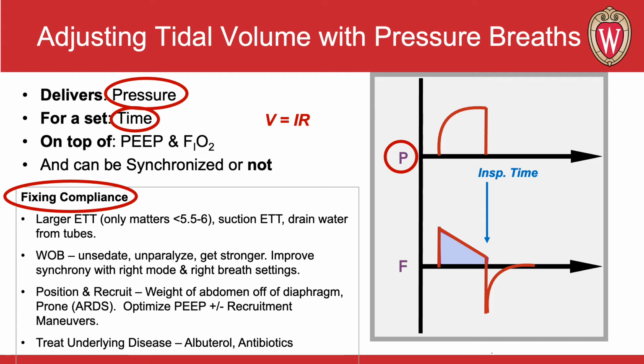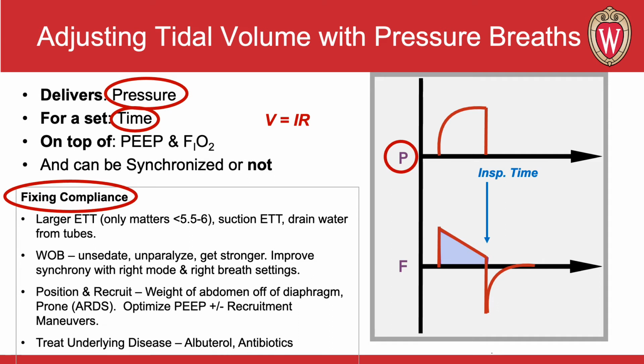We can help the patient by helping them work with us. If the patient moves their ribs and chest wall for us, the vent doesn't have to, and the vent can move only the lungs along with the patient. So we can decrease sedation, unparalyze, help the patient get stronger, pick the right mode and get them synchronous to the vent, and pick the right settings. And finally, we can help recruit the lungs so that the compliance is as good as it can be.